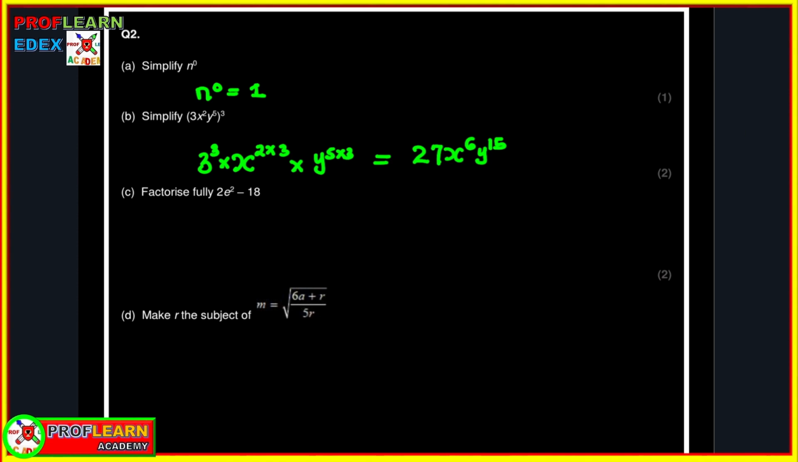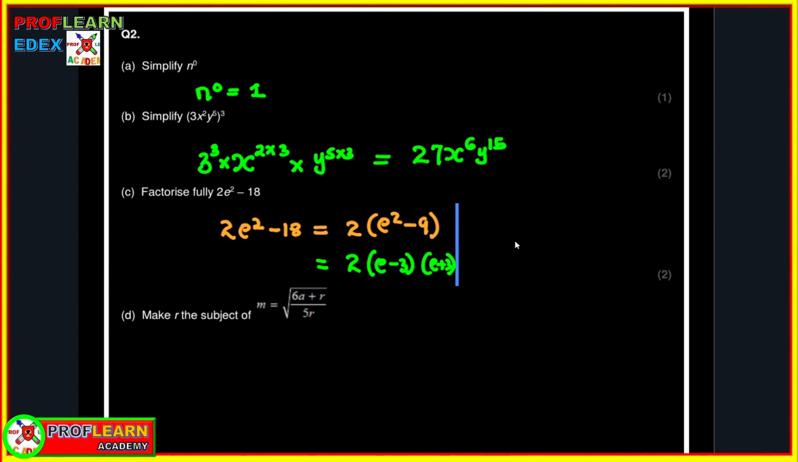All right, so questions to do with factorization are also key. You can see that here we can factorize 2 out, and we are going to remain with e raised to power 2 minus 9. And this can be factorized because this is a difference of two squares. You need to remember that. So this is going to reduce to e minus 3 and e plus 3, and that is our final answer.